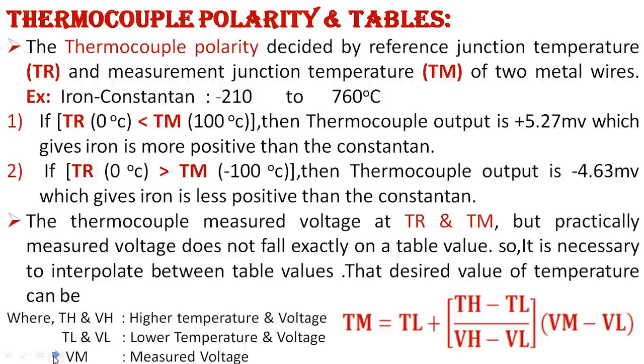The thermocouple measured voltage at TR and TM, but the practically measured voltage does not fall exactly on the table value. So it is necessary to interpolate between table values. The desired value of temperature can be found where TH and VH are the higher temperature and voltage, TL and VL are the lower temperature and voltage, and VM is the measured voltage. So TM is equal to TL plus (TH minus TL) upon (VH minus VL) into (VM minus VL).